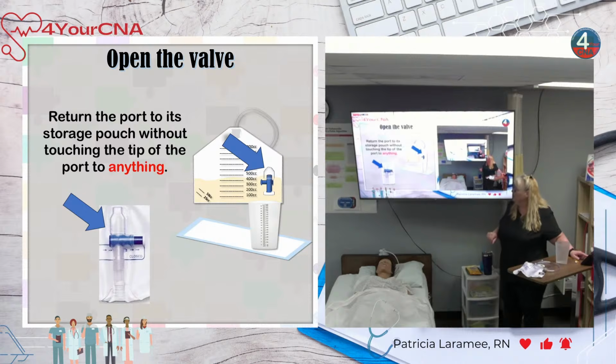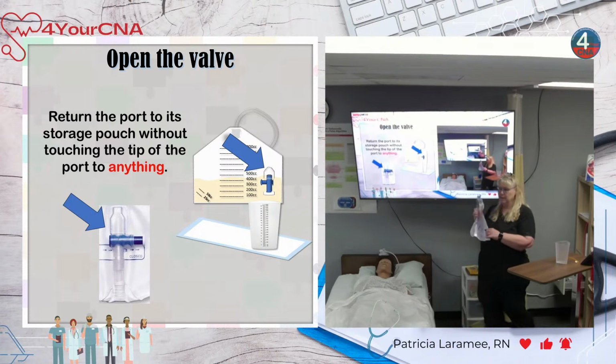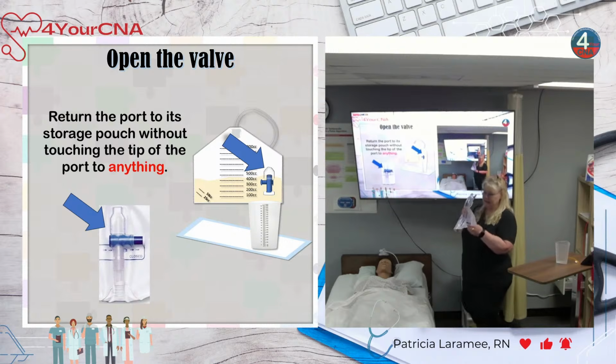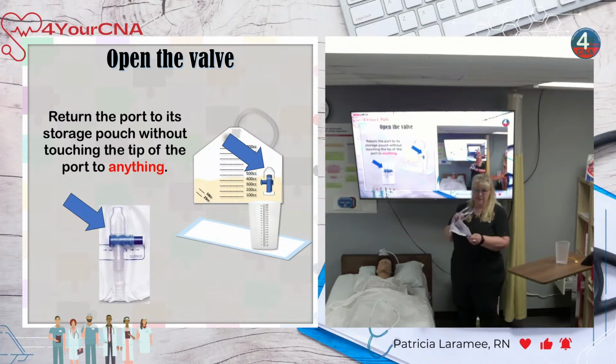Okay. Once we've emptied the bag, we need to return that port to its house without touching anything. So this is my port. If bacteria is going to get into this bag, it's going to be through here. So when we remove this thing from its house, it cannot touch anything. Can't touch my gloves, the cup, the floor, the barrier, the bed, the bag, or anything else.